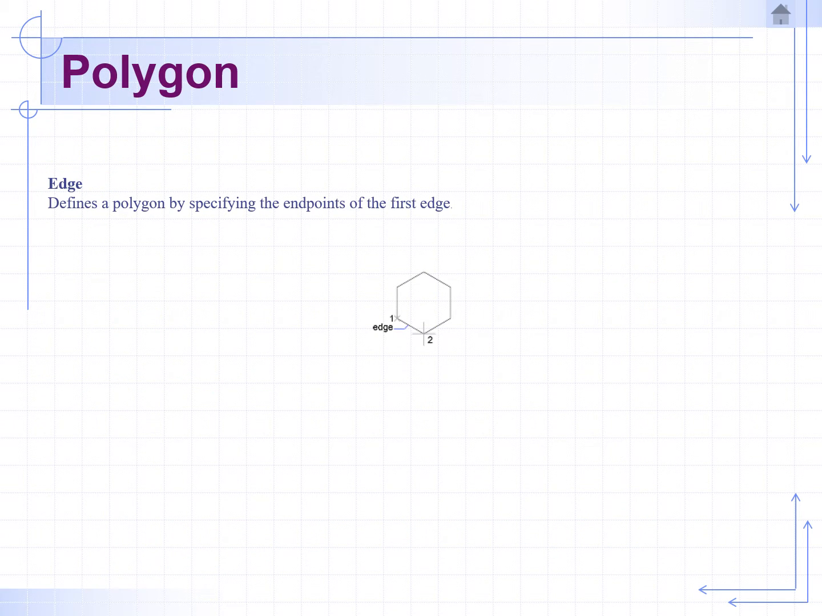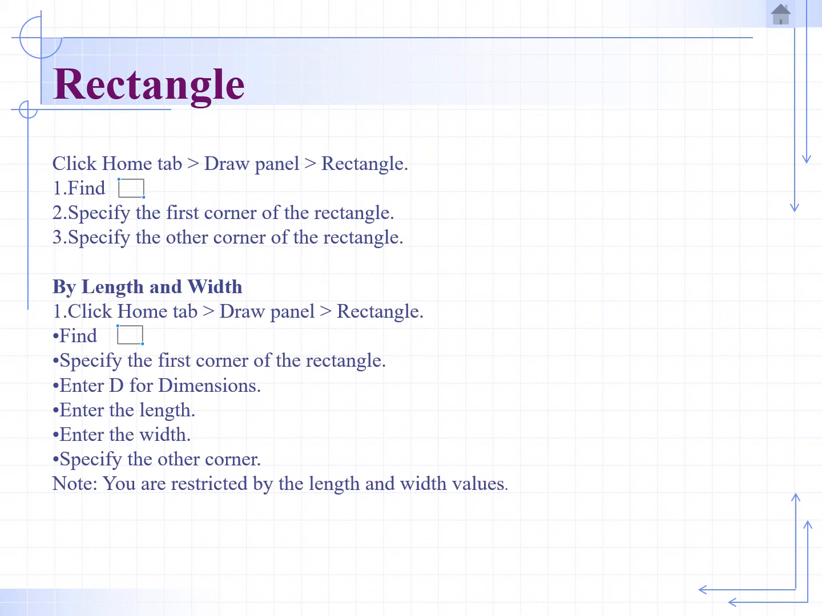Edge defines a polygon by specifying the endpoints of the first edge. So if you go from 1 to 2, it'll get that size. Rectangle: if you find the rectangle command, you can specify the first corner of the rectangle, then the other corner of the rectangle, and you'll have a rectangle in place. It's just that simple. You can also do it by length and width.